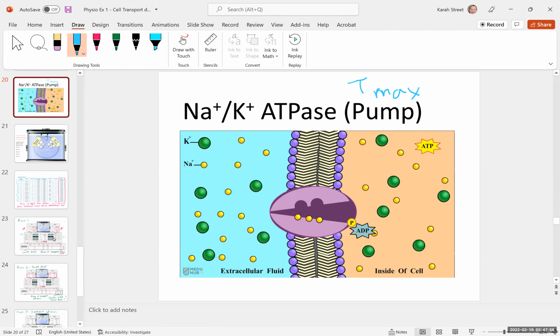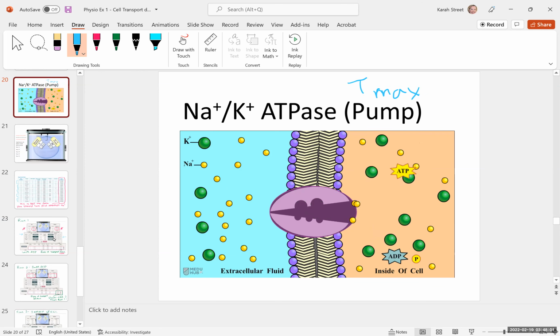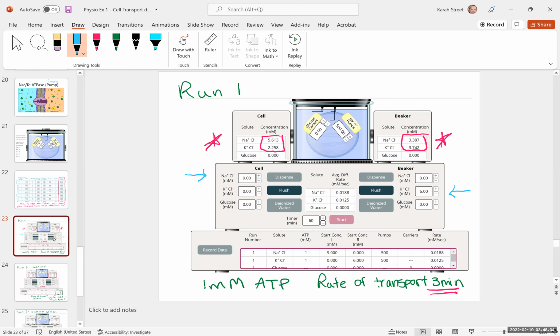Look at how this pump works. It moves 3 sodium for every 2 potassium. So that 3:2 ratio for our starting cells and beakers is very important. We also need to pay attention to how much ATP we added. In this first run, we had 1 millimolar ATP. Now that's the fuel, the energy that the pump needs to move the sodium from one side to the other and the potassium from the other side.